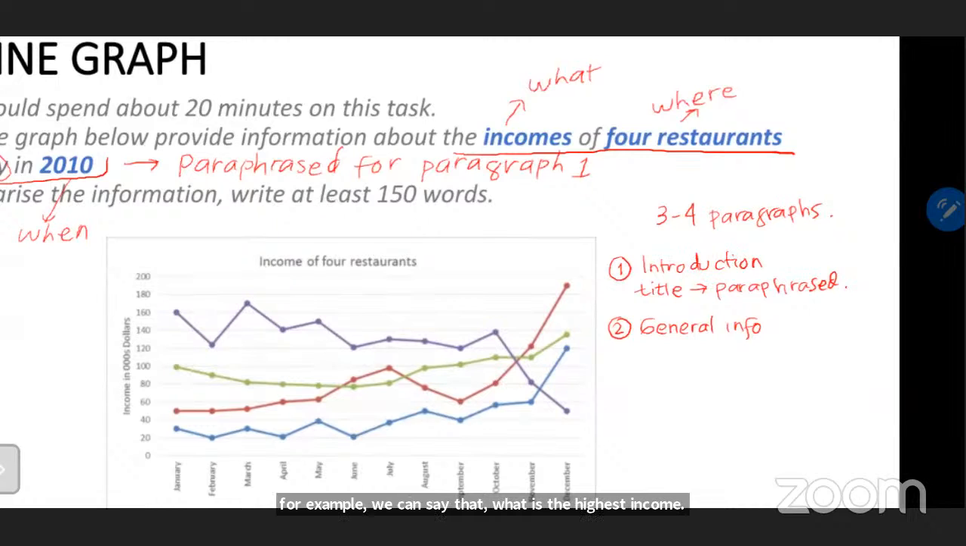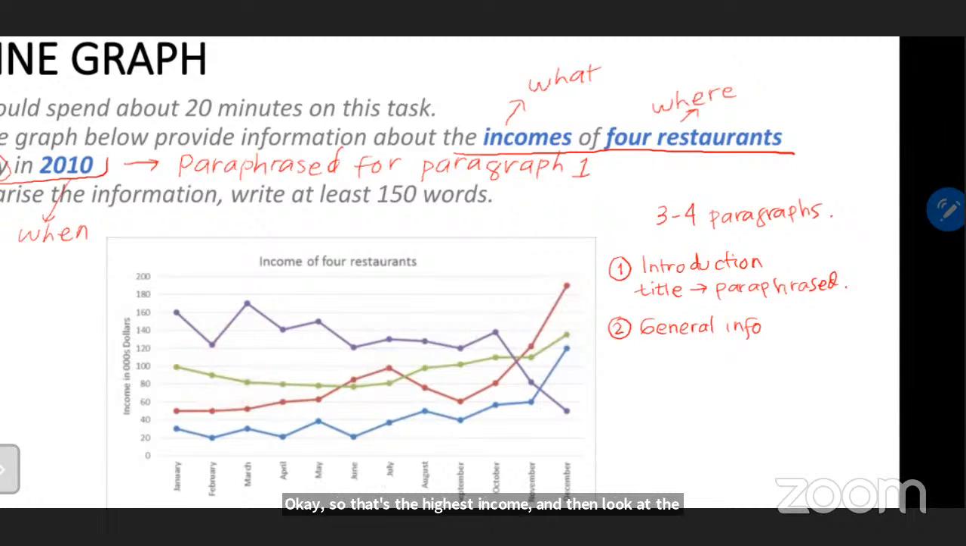The red one, the red line, that is from red restaurants, because there are 4 of them. And then when it happened? In December. Okay, so that's the highest income. And then look at the lowest.